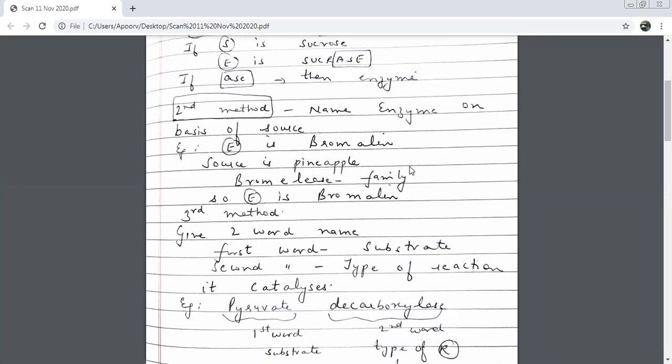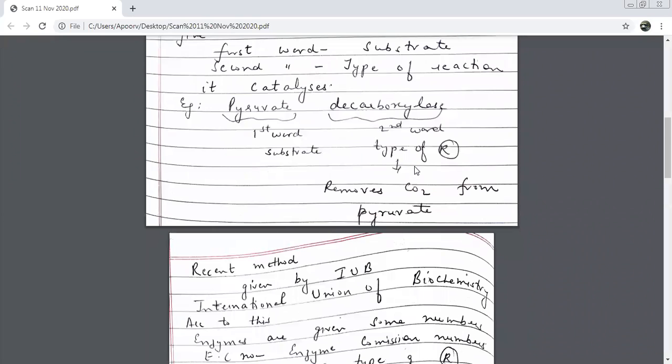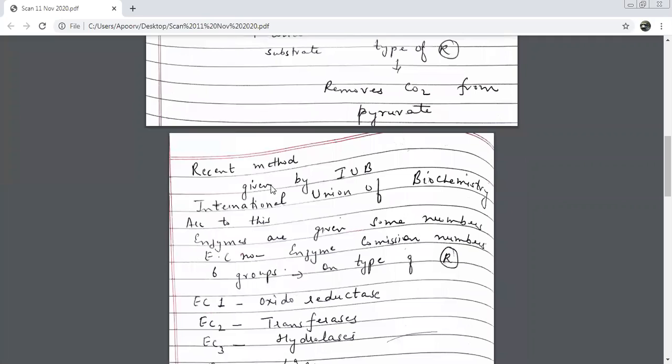Now I'm coming to the latest method of classification which is followed. This is a recent method. This is given by IUB. What does IUB stand for? International Union of Biochemistry.